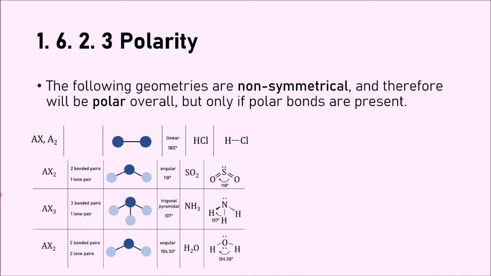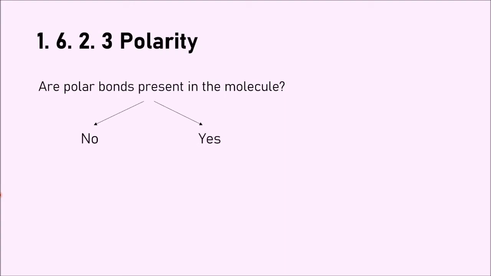So let's now go through the thought process of deciding whether a molecule is polar or not. First question you ask yourself: are polar bonds present in the molecule? The answer obviously is either yes or no. Actually, before you even ask this question, you should think: is this molecule ionic, covalent, or metallic? If it's ionic or metallic, so if it's charged, that's it. We're not talking about polarity. We only talk about polarity with covalent molecules, okay? Remember that.